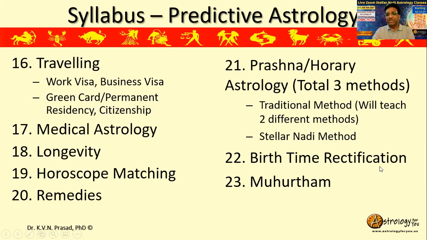Then the birth time rectification. We all know 90% of the time the birth time we get is not accurate, so we need to fix that. Sometimes it will be a few minutes, sometimes a few hours. So how to do that? And then the muhurat for various things, that also we will cover. So that is the syllabus. Is it all good? Is it covering what you are expecting? Yes, sir. Okay, good.